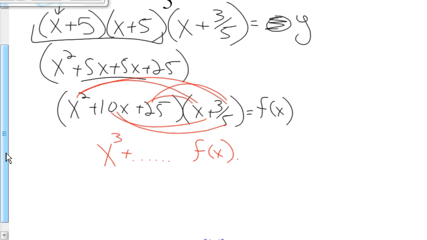Since these directions don't explicitly say to write it in standard form, you wouldn't have to do that, but that is the process you would take to write that in standard form.